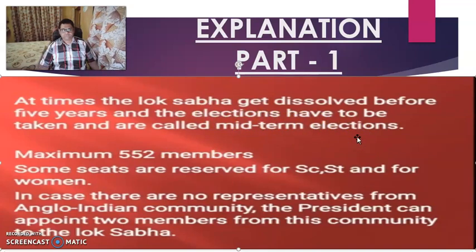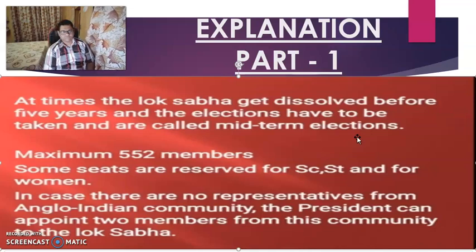The elections to the Lok Sabha are called general elections, correct? But those elections which take place in the middle, without completion of 5 years, are called mid-term elections. There are many cases in India wherein the Lok Sabha had to be dissolved in the middle, before the completion of 5 years. Now let's talk about the composition of the Lok Sabha.